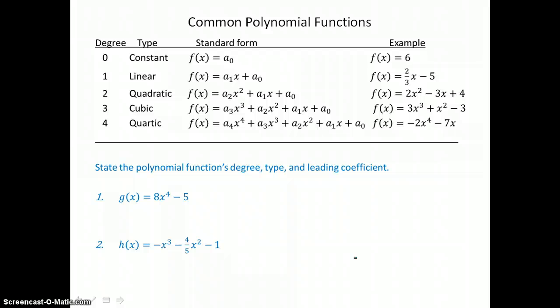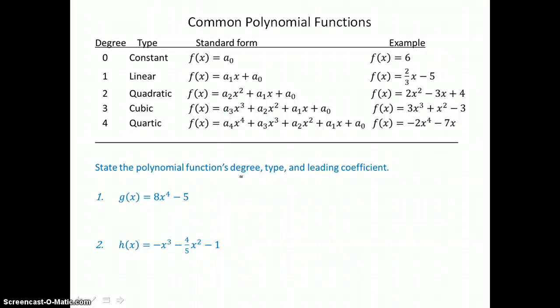Okay, here we have a table of common polynomial functions. We have our constant function of degree 0. We have our linear function of degree 1. We have our quadratic function of degree 2, cubic function degree 3, and quartic function degree 4. In these two examples, we're going to state the polynomial function's degree, type, and leading coefficient.